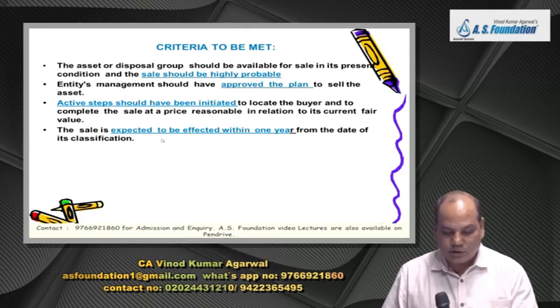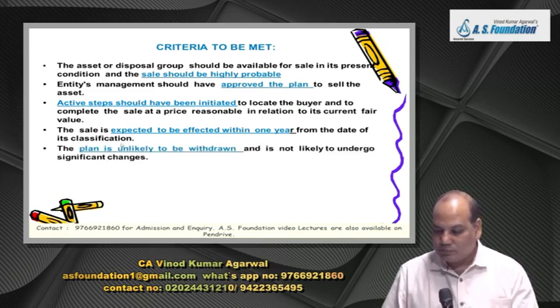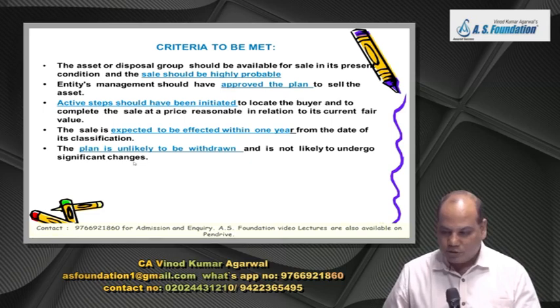And one more condition: the sale is expected to be effected within 1 year. From which date? Underline, from the date of classification, not from the date of the statement of financial position, the reporting date. Date of classification, 1 year. And the last condition to check whether it is highly probable: the plan is unlikely to be withdrawn and is not likely to undergo significant change.